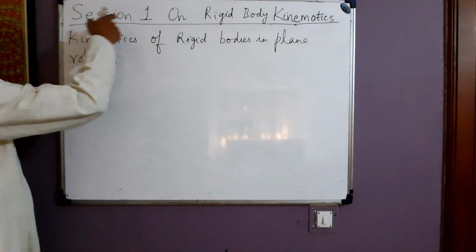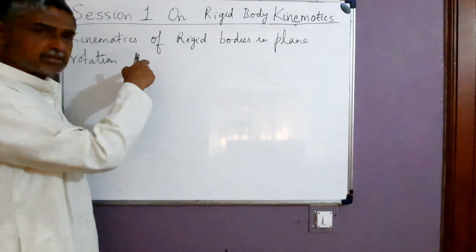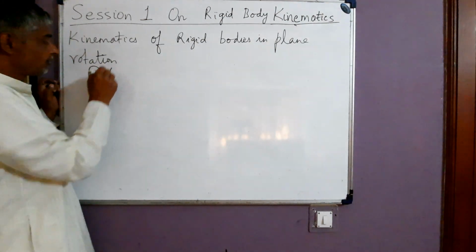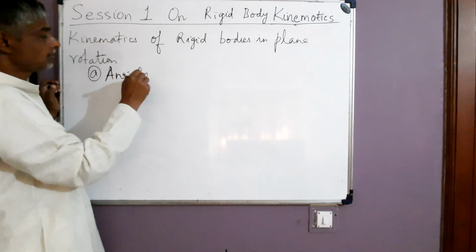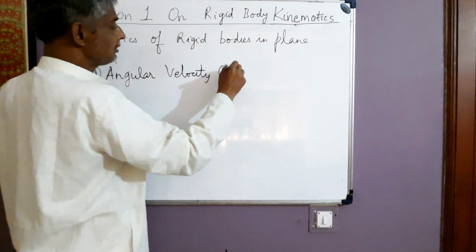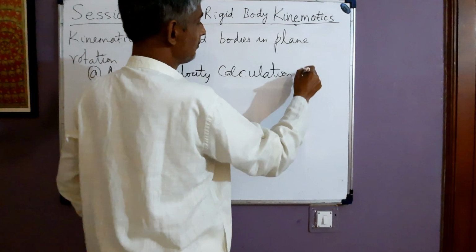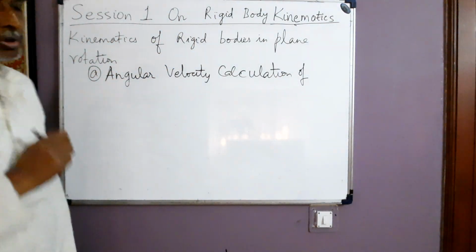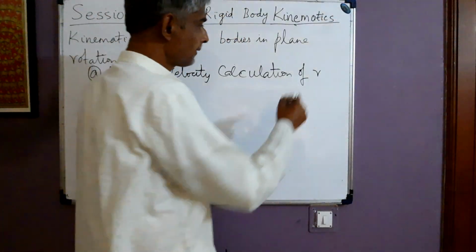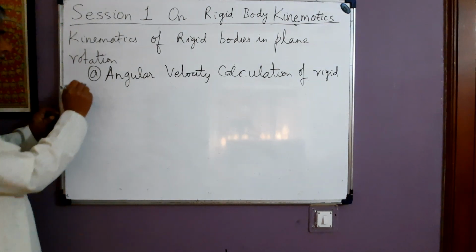This entire chapter on rigid body kinematics will be divided into 4 topics. I'll mention the topics A, B, C, and D. Topic A is this: angular velocity calculation of a rigid body in plane rotation, with respect to some given frame F.